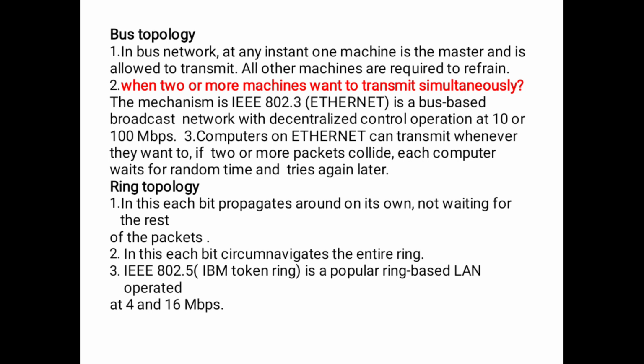Whereas in the ring topology, each bit propagates around on its own, not waiting for the rest of the packet. Each bit circumnavigates the entire ring. IEEE 802.5, that is the IBM token ring, is a popular ring-based LAN operating at 4 to 16 megabits per second.